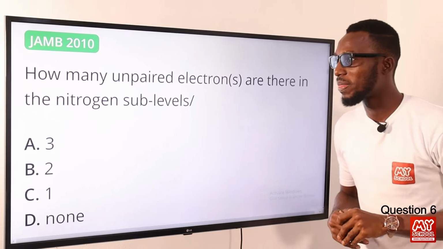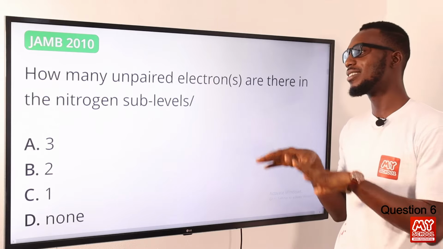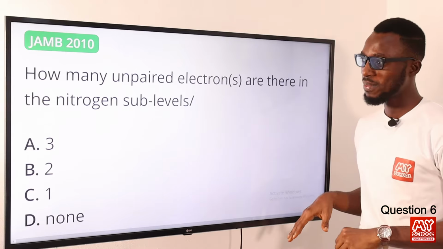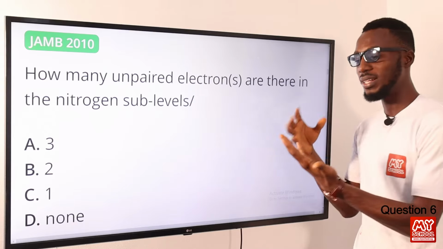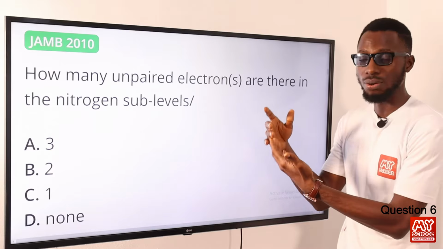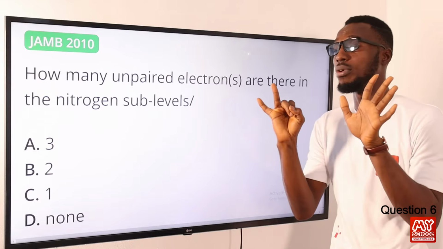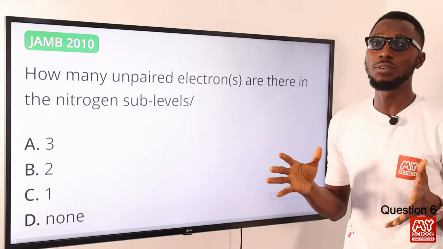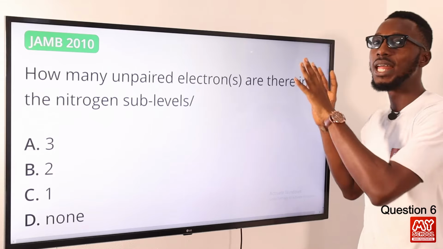Question 6. How many unpaired electrons are there in the nitrogen sublevels? So we're talking about nitrogen, with atomic number what? You can count with me: hydrogen, helium, lithium, beryllium, boron, carbon, nitrogen, that accounts for number 7. So it has this configuration: 1s2, 2s2, 2p3.